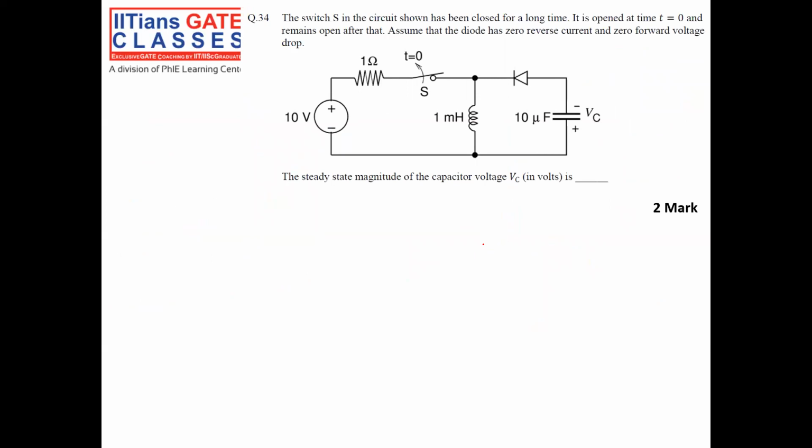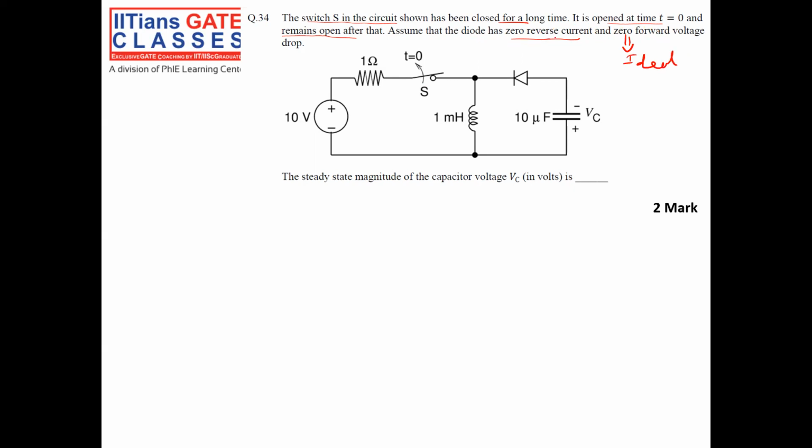Proceed next. This is a 2-mark question, but an easy question. The switch in the circuit shown has been closed for a long time, and it is opened at t equal to 0 and remains open after that. Then assume that the diode has 0 reverse current and 0 forward voltage drop. So assume that the diode has 0 reverse current, means it is open in reverse bias, and 0 forward voltage means it is closed, it will be short in forward bias. So it's like an ideal diode.